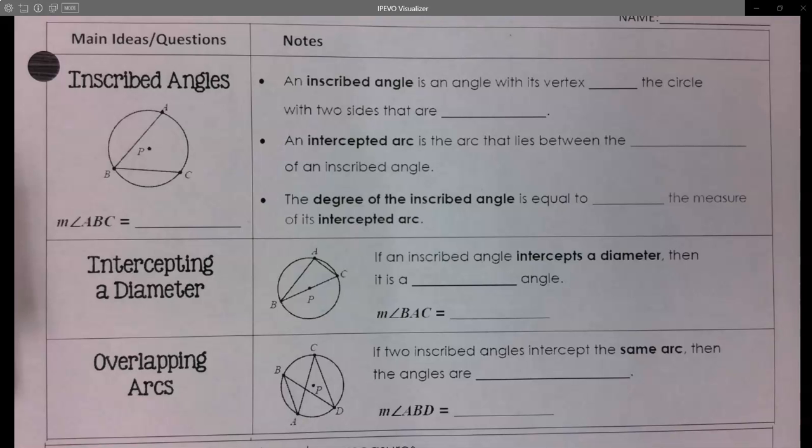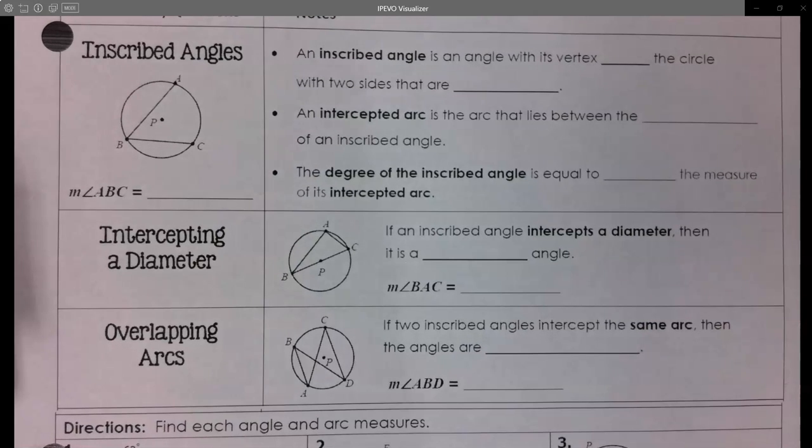Okay, so today we are talking about inscribed angles. An inscribed angle is an angle with its vertex on the circle.